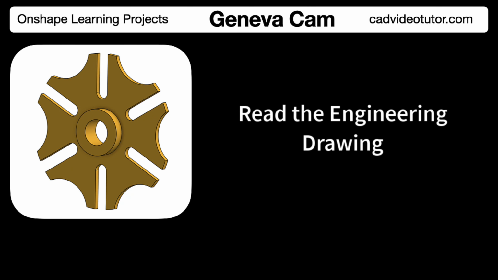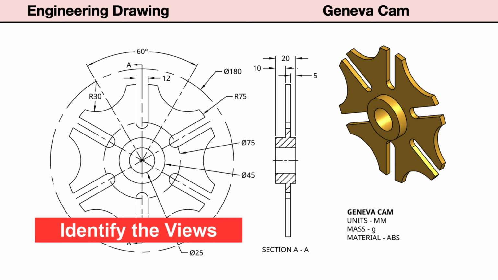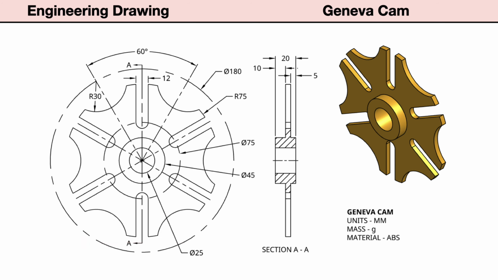In this segment, we'll read the engineering drawing for this part called a Geneva Cam. The drawings provide all of the information we need to model this part using Onshape. Let's start by identifying the views provided in the drawings. This drawing contains 2 standard view types to fully describe the shape and the size of this mechanical part. First, the isometric view shows a pictorial. This helps us visualize the part in 3 dimensions.